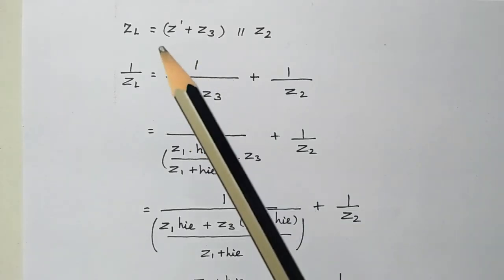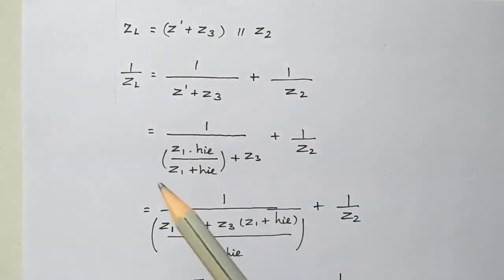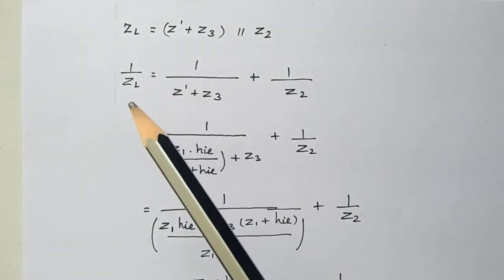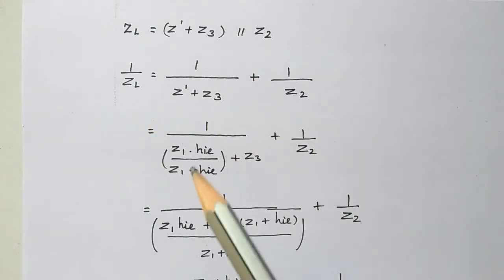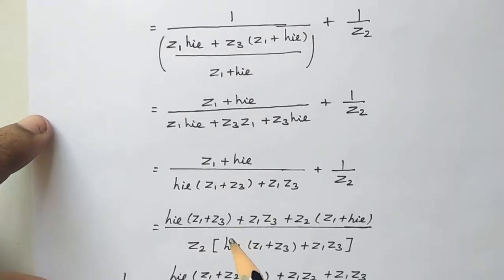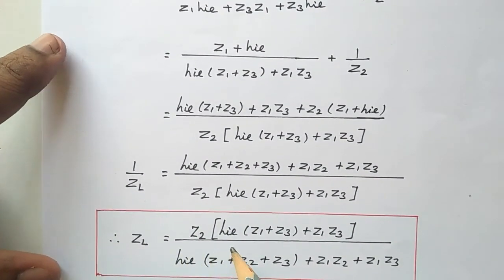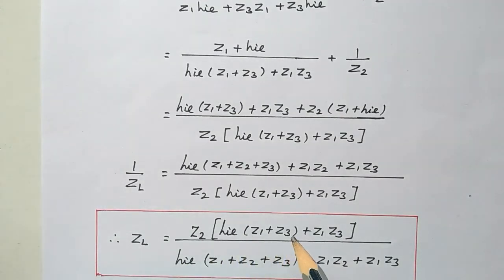Now we continue here. ZL is equal to the parallel combination of these two, written in reciprocal form: 1 by ZL is equal to 1 by this. After manipulating all these terms, finally we have the expression ZL is equal to Z2 into HIE into (Z1 plus Z3) plus Z1 Z3, divided by HIE into (Z1 plus Z2 plus Z3) plus Z1 Z2 plus Z1 Z3.